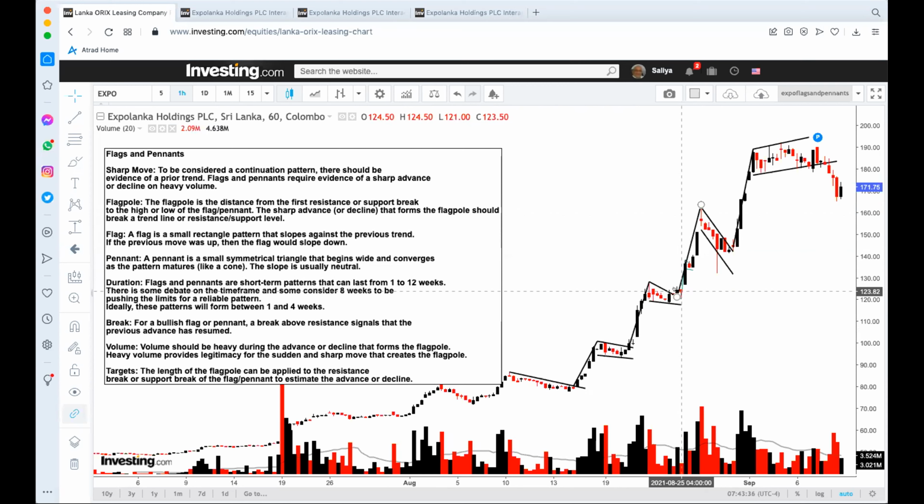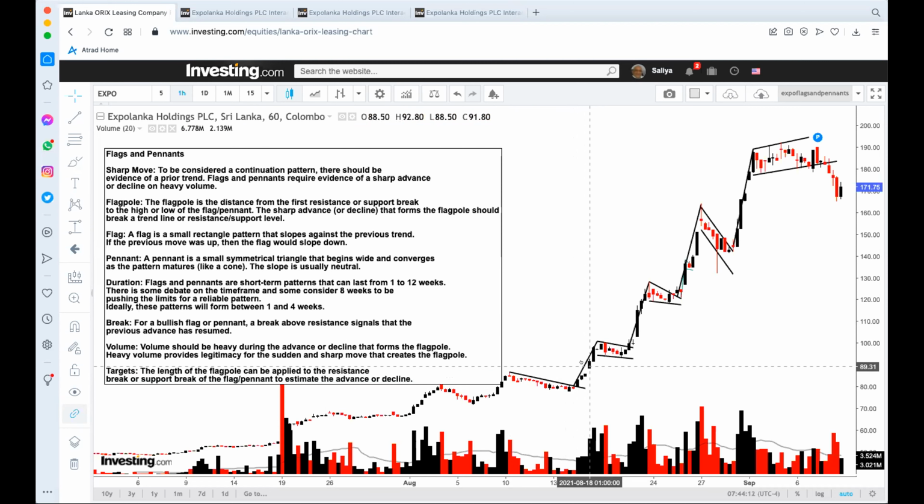Before that, let's look at the guideline for the flagpole. For the flagpole, if it is a bullish flag or a pennant, the starting point of the pole will be the breakout of the previous resistance line. Now this is the previous resistance line, right? Joining this high and this high. So there is a breakout, the price broke out. So from here only it starts.